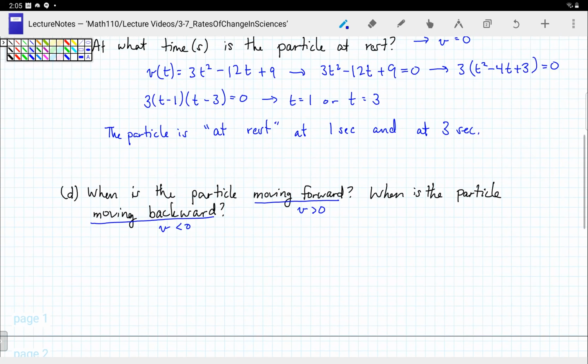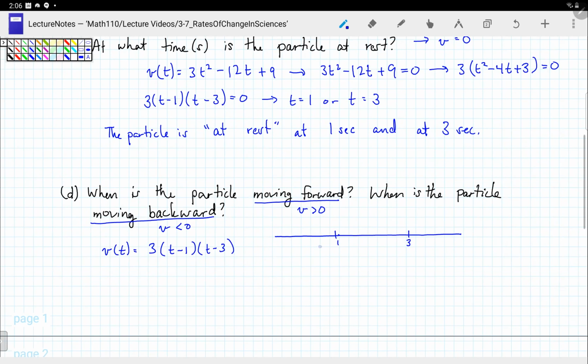So I'm going to look at v by its factored form. v of t is 3 times t minus 1 times t minus 3. And I know that v is 0 at t equals 1 and t equals 3. So I can look at a number line. Here's 1 and here's 3.